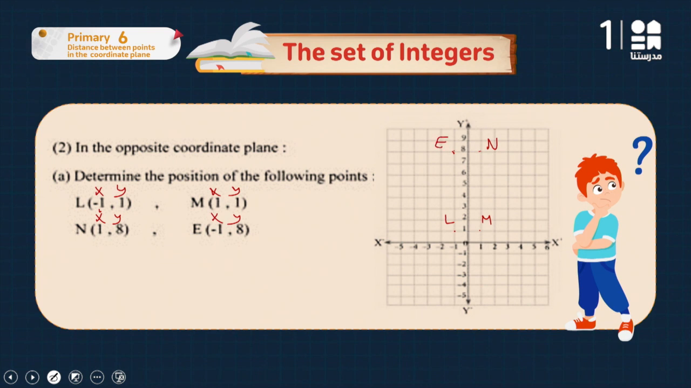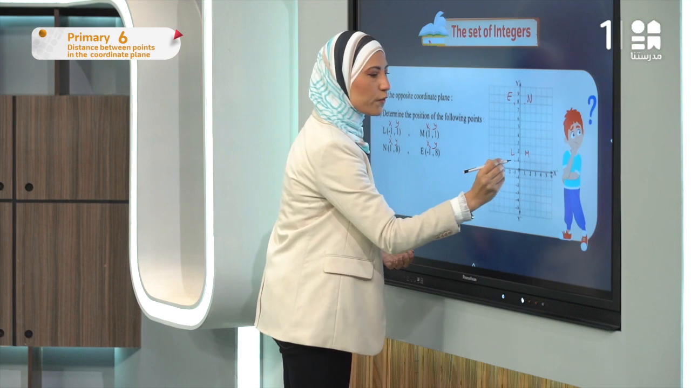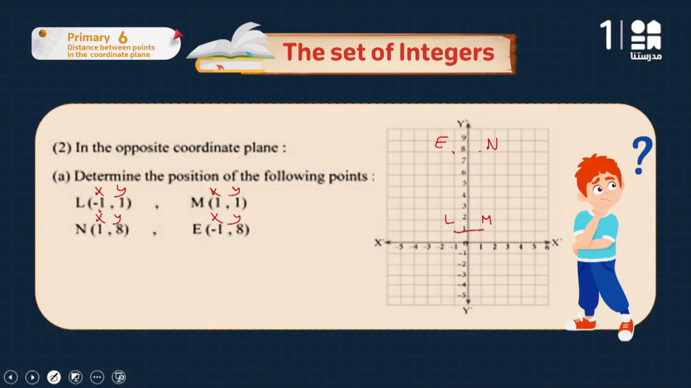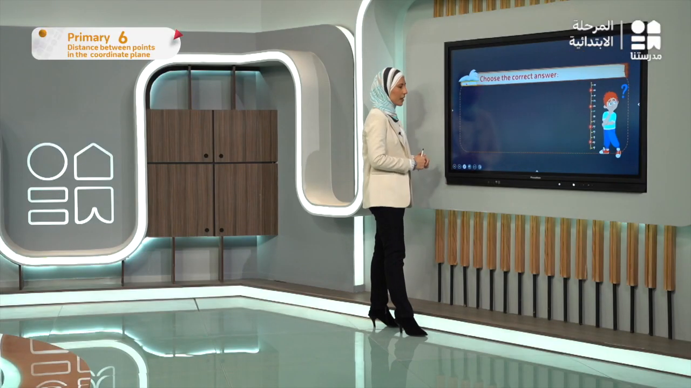Okay, if I join the points, starting from the first point, I have a rectangle. So I'm drawing a rectangle. If you look, each side is parallel to the opposite one. N M is parallel to L. Okay, M is opposite to the E. M is opposite to the L. Let's see the next exercise.